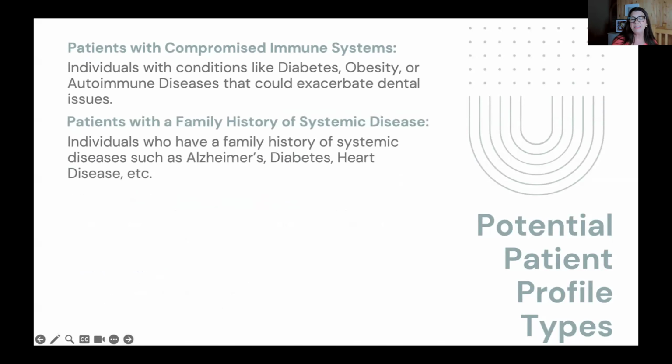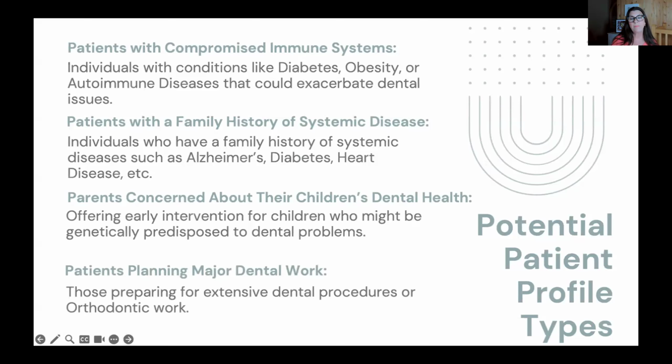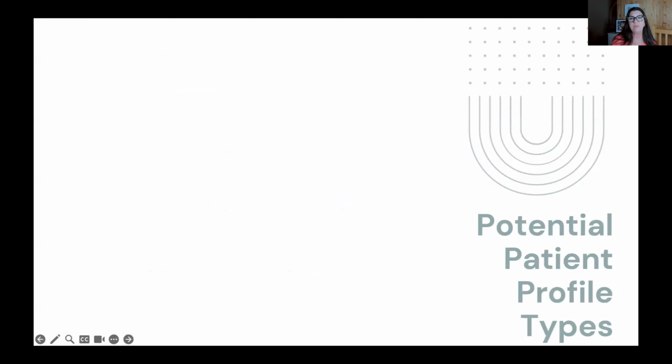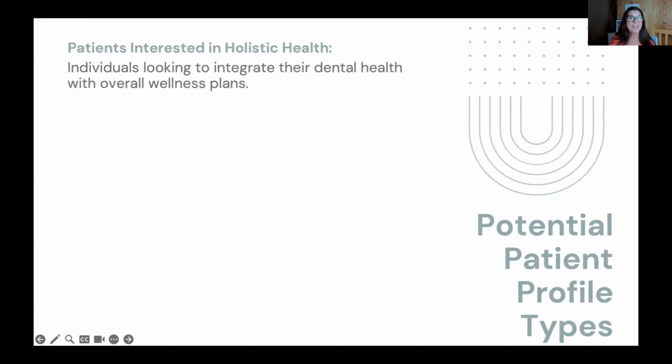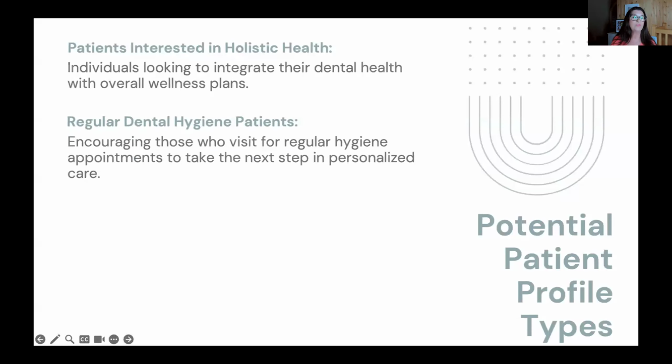Patients with a family history of systemic disease, so individuals who have a family history of systemic diseases such as Alzheimer's, diabetes, heart disease, and more. Patients concerned about their children's dental health, offering early intervention for children who might be genetically predisposed to dental problems. And patients planning major dental work, like those preparing for extensive dental procedures or orthodontic work. These are all great potential patient profile types. The list goes on. Patients interested in holistic health, so individuals looking to integrate their dental health with their overall wellness plans. Regular dental hygiene patients, encouraging those who visit for regular hygiene appointments to take the next step in personalized care. Patients in high-stress jobs, we all know that stress can impact oral health, making preventive measures even more critical.